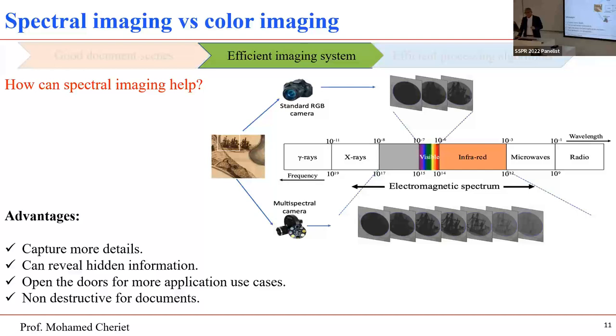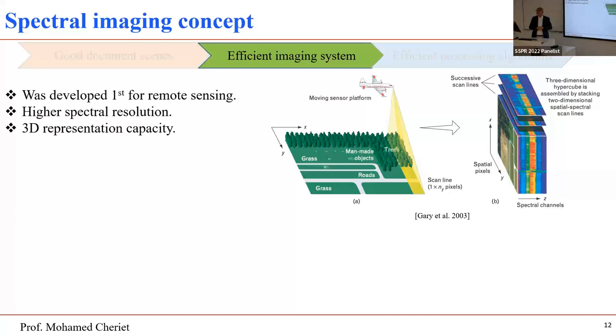So what is the origin of this? It came from remote sensing, the first developed in this area. By moving the sensor platform over a parcel of Earth, for example, you can see the information over the different wavelengths and you can capture the information in 3D. And this is the outcome, the 3D representation of this scan. So it is a three-dimensional hypercube assembled from two-dimensional spatial information and spectral information, so in the depth, spectral scan lines. So you can have the depth of a slice at this wavelength.